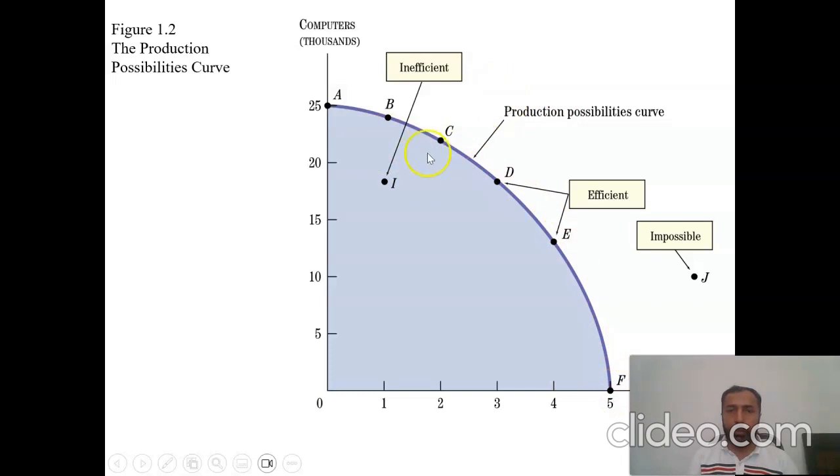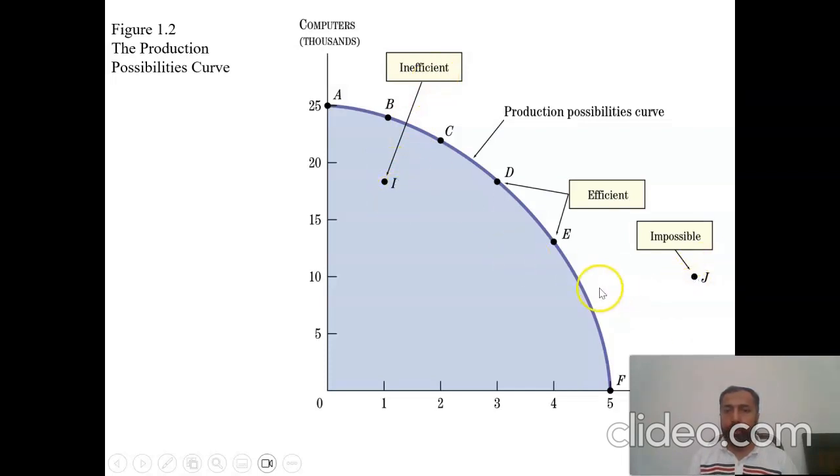Now let's talk about the points below this curve, like point I, above this curve like point J, and then the points along this curve. If we select point I or any other point under this curve, that will be known as inefficient. Why inefficient? Because we can produce more than what is indicated by point I, but we are not producing. That is why we will call this inefficient production.